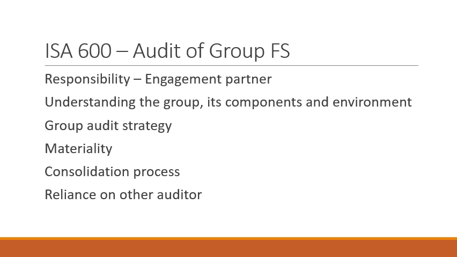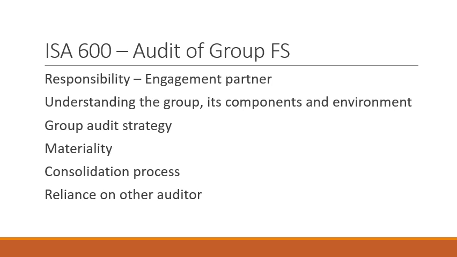ISA 600 covers the audit of group financial statements. This we have also covered in detail in your second year of studies, but just a little bit of a recap. Remember that the audit of the group financial statements is the responsibility of the group engagement partner.